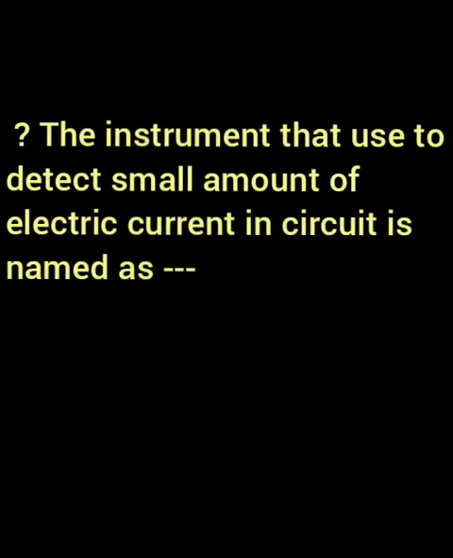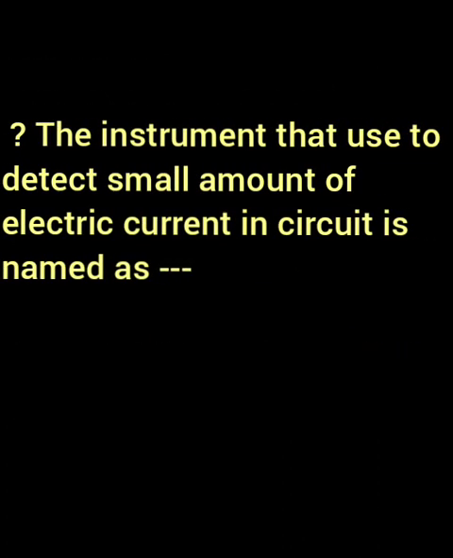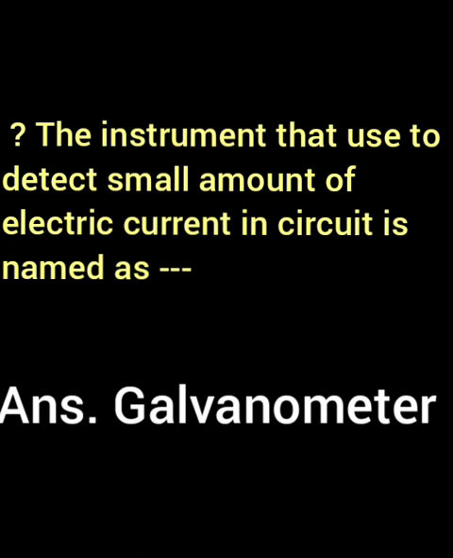So question next. The instrument that is used to detect a small amount of electric current in a circuit is called. The correct option will be galvanometer. Galvanometer.